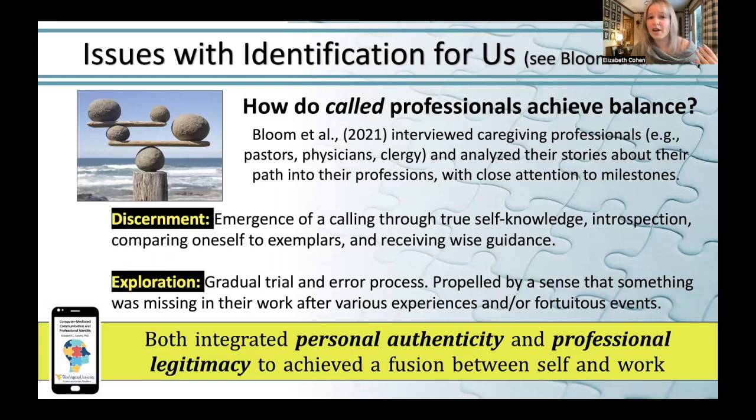And then there were explorers, people who found their calling through exploration. The authors say that this was a lot more gradual. Again, I don't think they're saying that discernment is a process where it's like, aha, I found my calling and everything is good now. I think what they mean is that the discernment people may have already had a sense, and they kept working towards it, whereas the exploration people, it was a lot more trial and error. So they may try a lot of different things out.